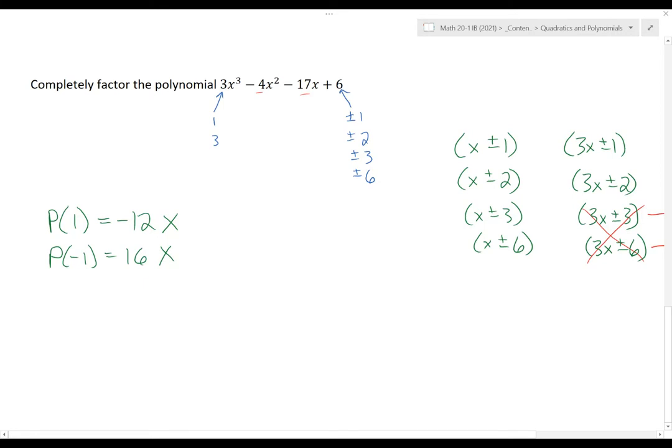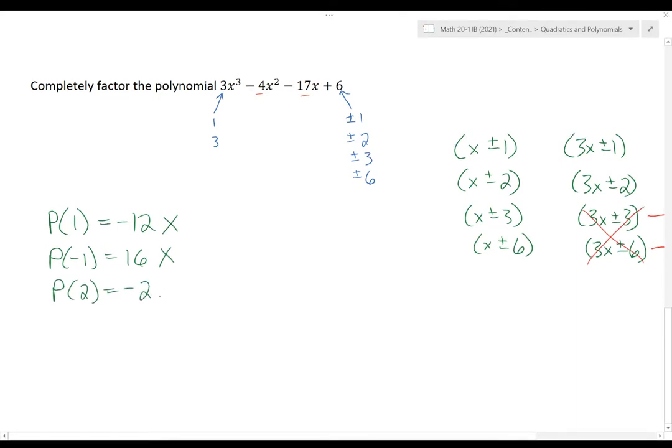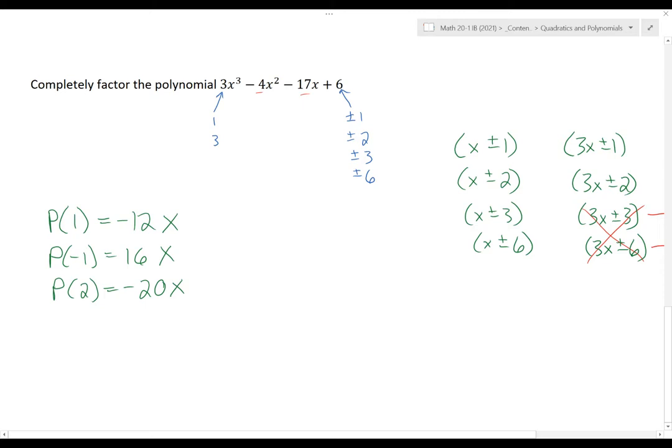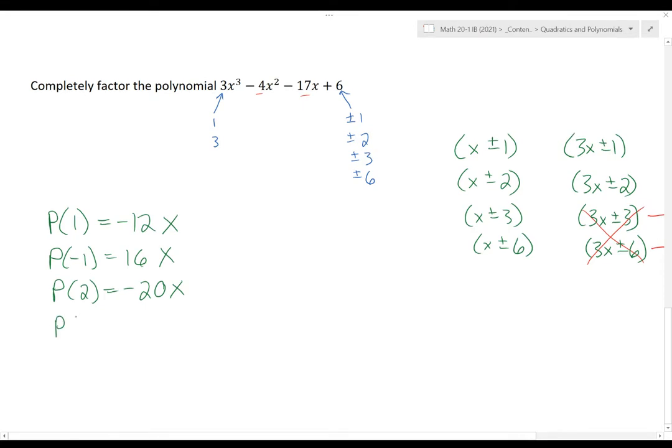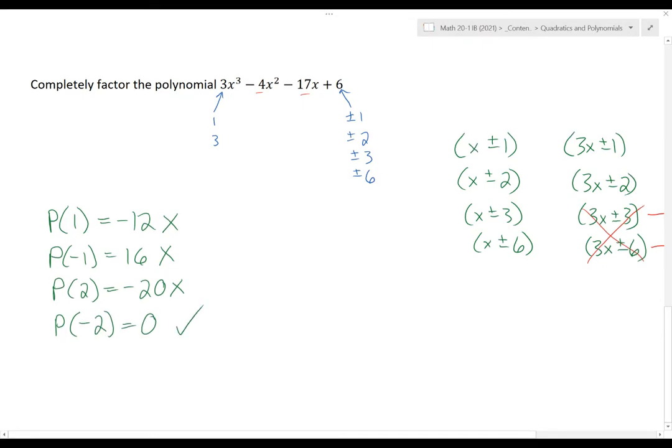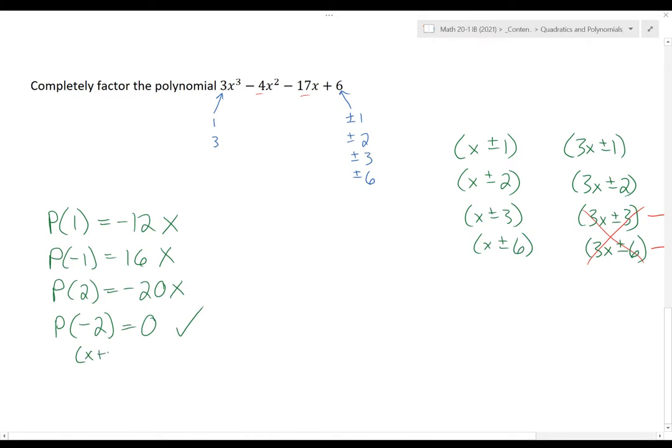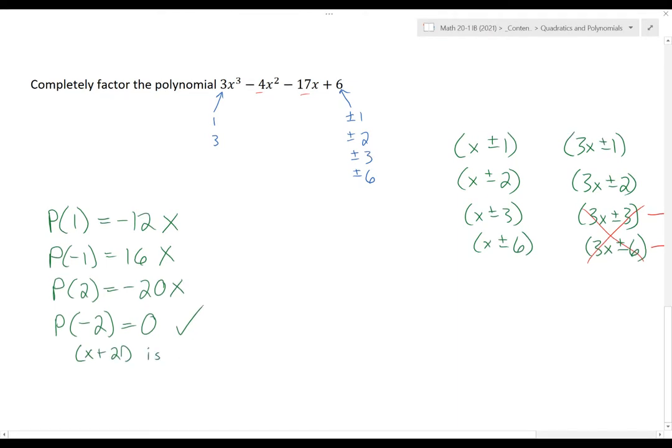So let's move on to the x plus or minus 2. I'm going to substitute what if x equals 2. So p at 2, I get negative 20, also not a factor. And if I substitute in negative 2, then I get 0. So p at negative 2 equals 0. So great, we've identified a factor. This means that x plus 2 is a factor. So as soon as I identify a factor, then I divide it out.